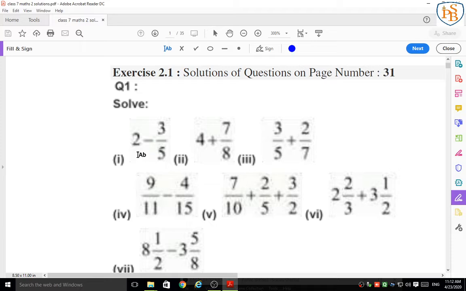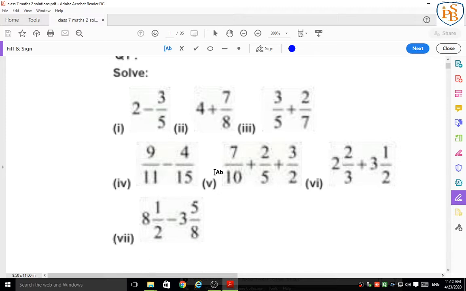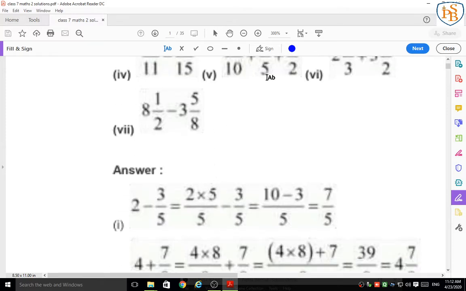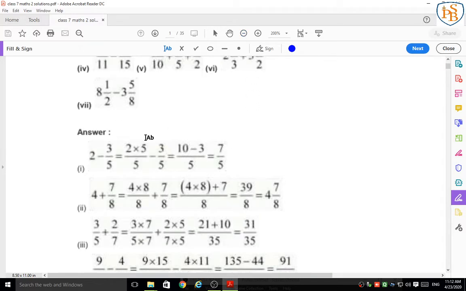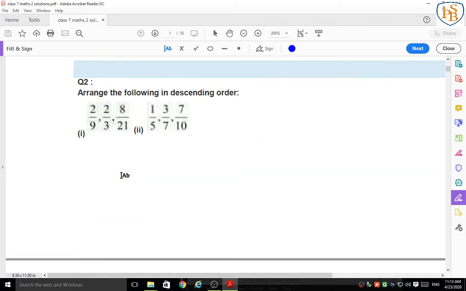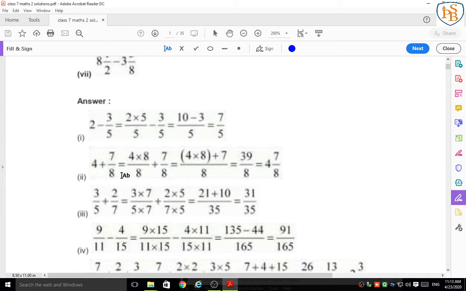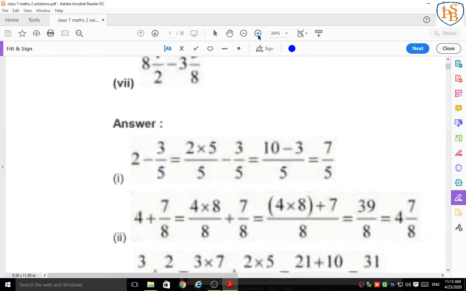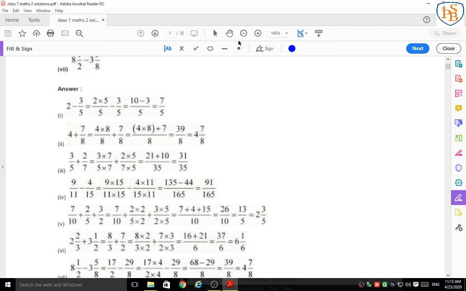The first one is 2 minus 3 upon 5. The second is 4 plus 7 upon 8. Like that they give us 7 examples, and now we are going to solve these examples. Look here carefully: 2 minus 3 upon 5.